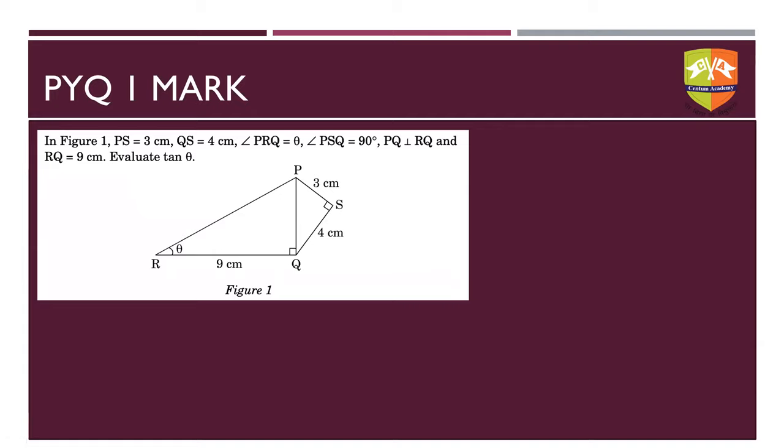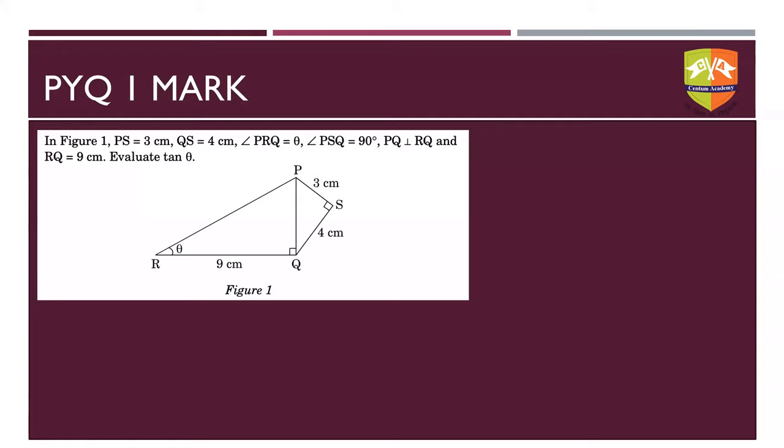Next, last year this was a 2 mark question. I think this is 2 marks, sorry, it is for 2 marks, guys. Anyway, do it. Figure 1. PS is 3. QS is 4. PRQ is theta. And PSQ is 90 degrees. PQ is perpendicular to RQ. And RQ is 9. All information is there. Evaluate tan theta.